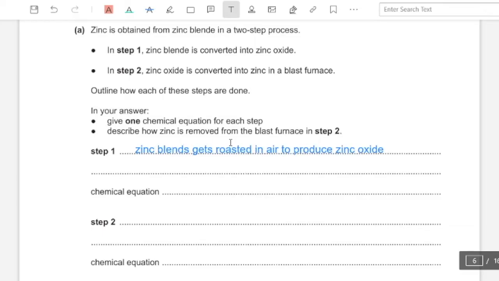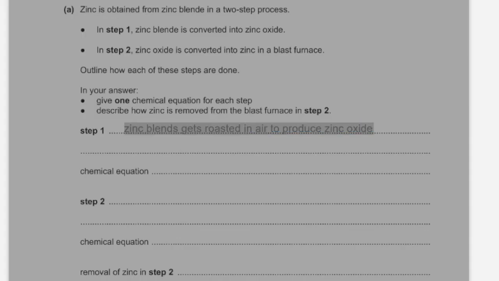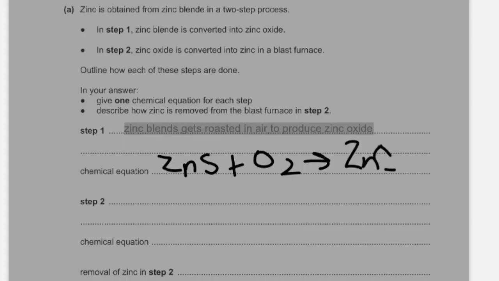Okay, so the most important part in this sentence is the word roasted, because the oxygen that we use over here, or the air that we use over here, is quite hot. So roasted is the main point over here. We need to write that. And the chemical equation goes this way. We have zinc blend or zinc sulfide reacting with oxygen, giving us zinc oxide and sulfur dioxide.